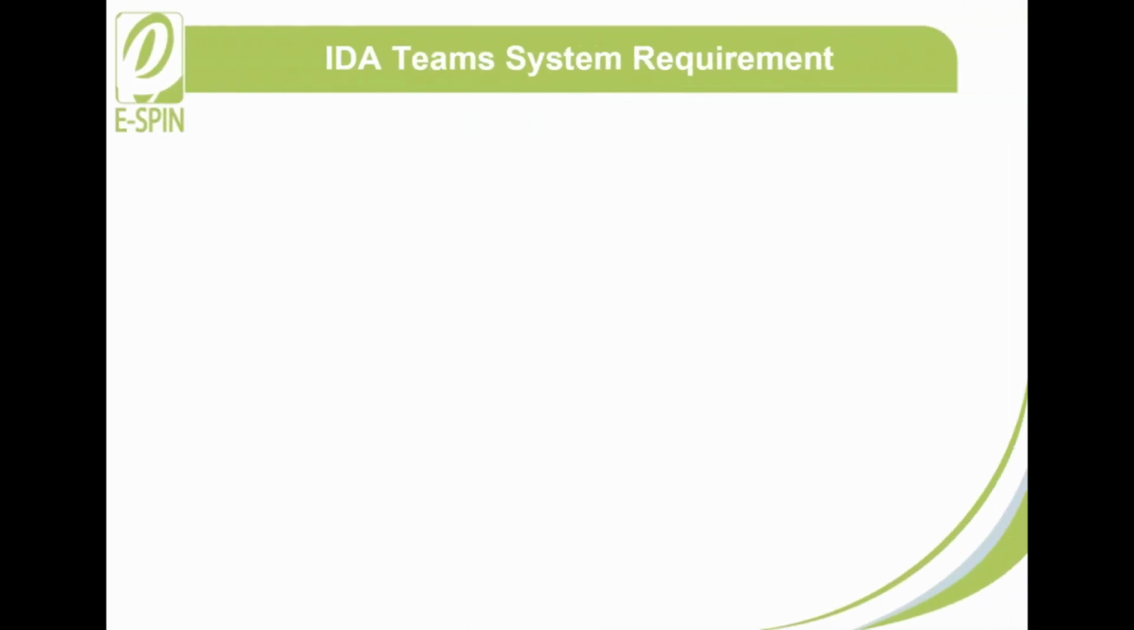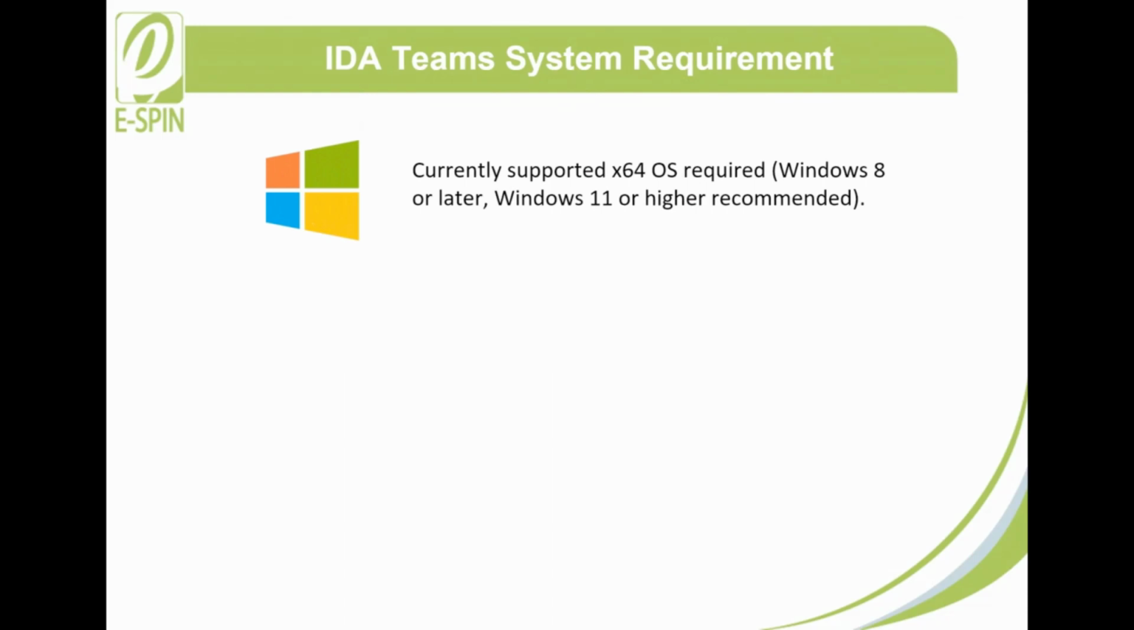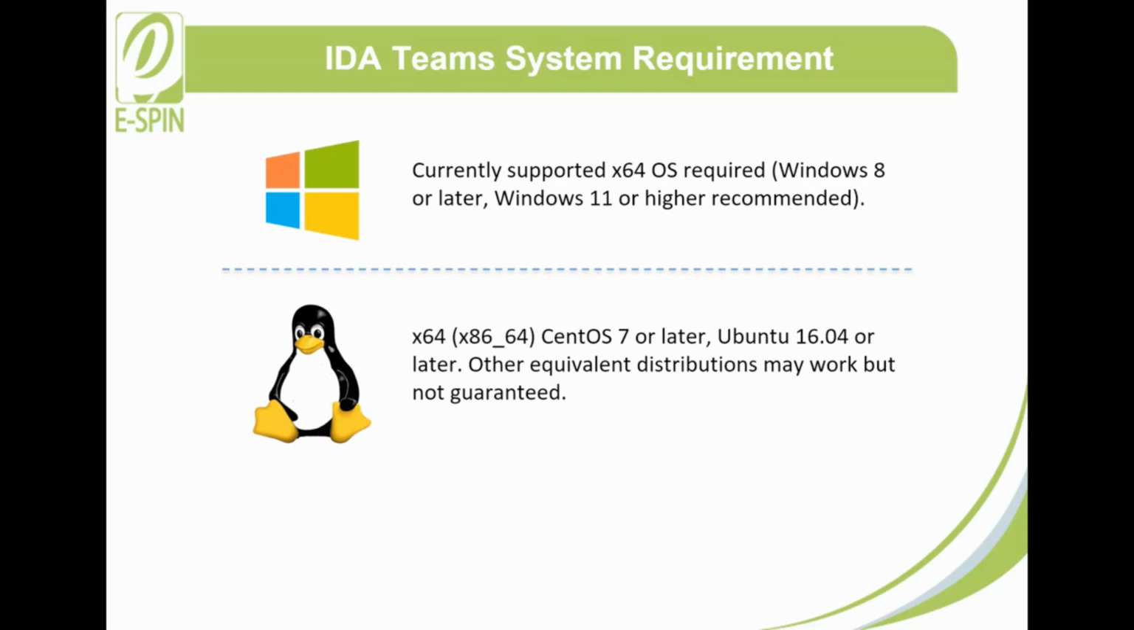What are the system requirements for using IDA Teams? For Windows: currently supported is x64 OS, at least Windows 8 or later, while it is highly recommended to use Windows 11 or higher. For Linux: the minimum system requirement is x86_64, CentOS 7 or later, Ubuntu 16.04 or later. Other equivalent distributions may work but are not guaranteed.